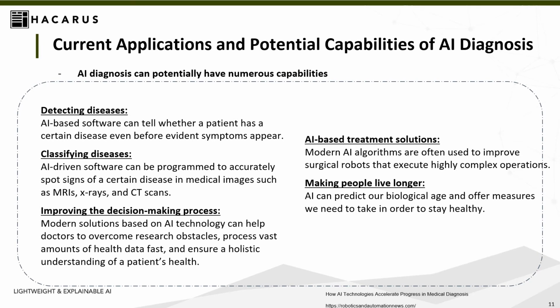The decision-making process of diagnosis and treatment will also be aided as modern solutions based on AI technology can help doctors overcome research obstacles, process vast amounts of health data fast, and ensure a holistic understanding of a patient's health. Not only diagnosis, but AI-based treatment solutions will also gather attention, as modern AI algorithms are often used to improve surgical robots that execute highly complex operations.